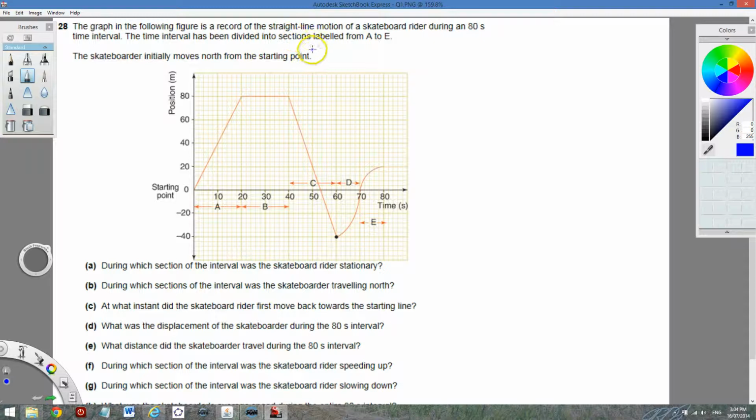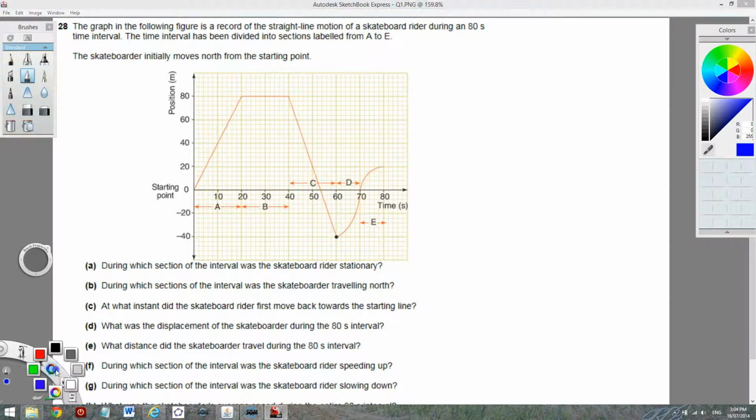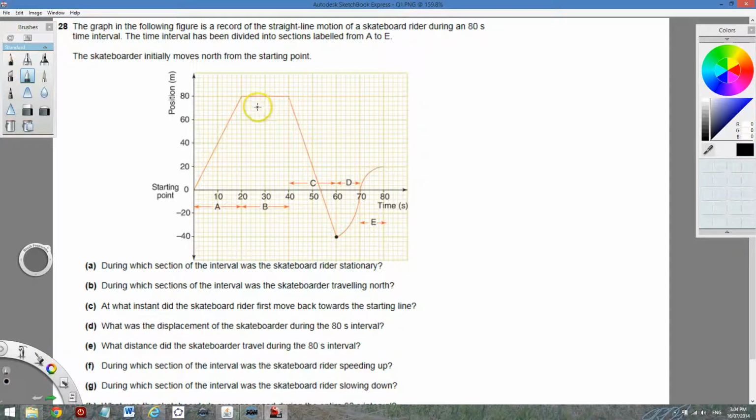Okay, now I'm going to do some example questions. It's recommended that you do this question with me, so if you have a pen, please grab a pen and paper, read the question, and let's do it together.